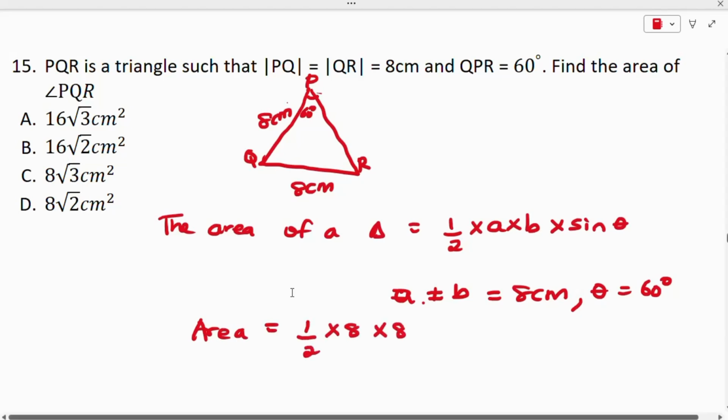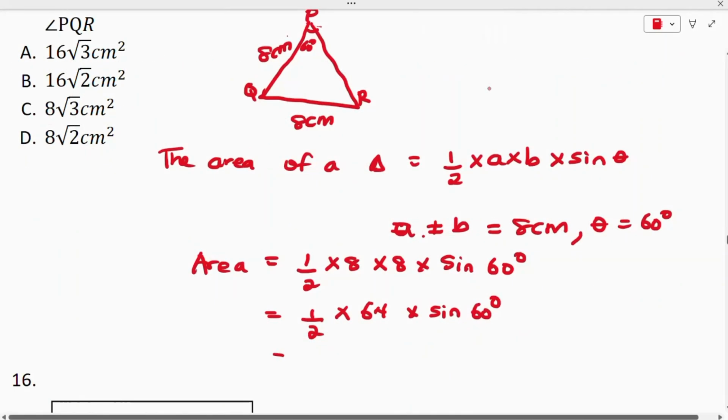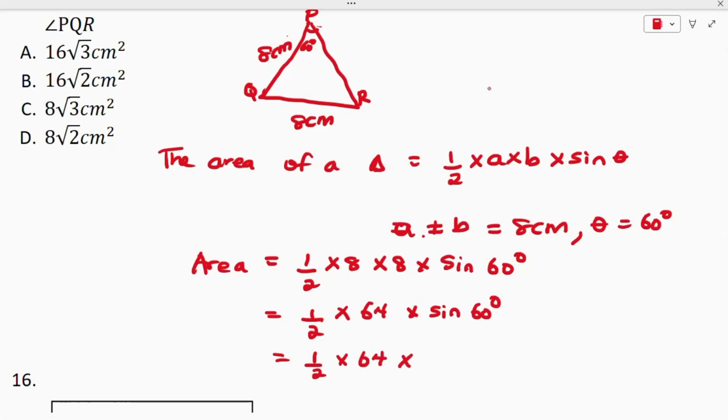where the first 8 belongs to a, the second 8 belongs to b, times sine theta, which is sine 60 degrees. So this is equal to 1 over 2 times 8 times 8, which is going to give us 64, times sine 60 degrees. Alright, so we have that this is equal to 1 over 2 times 64 times, now sine 60 degrees is a special angle, so sine 60 degrees is equal to root 3 over 2.